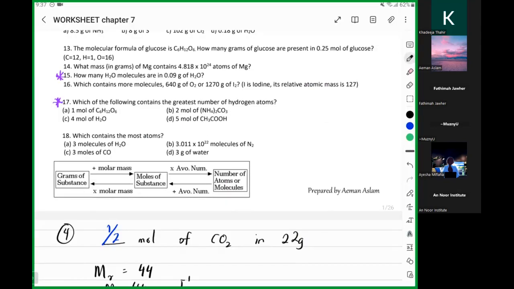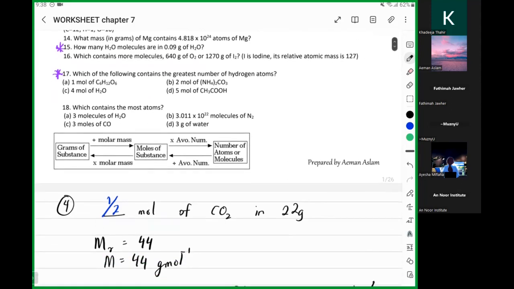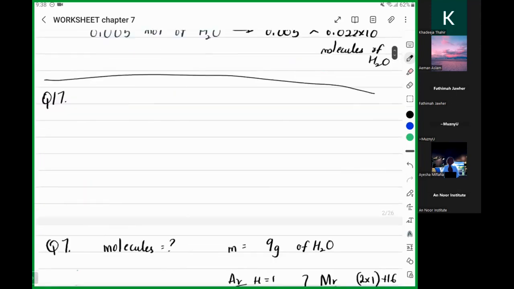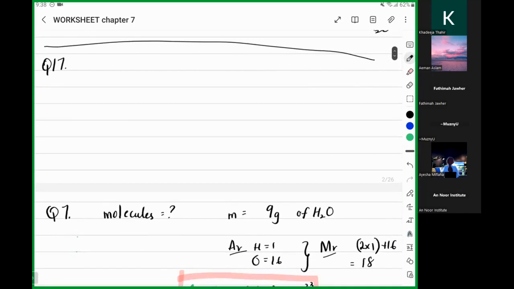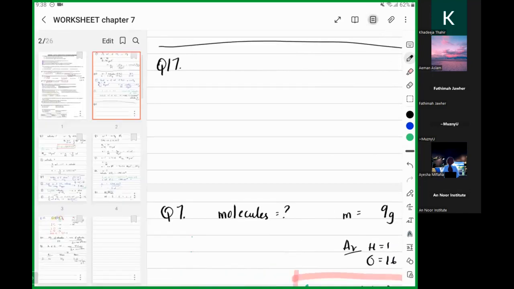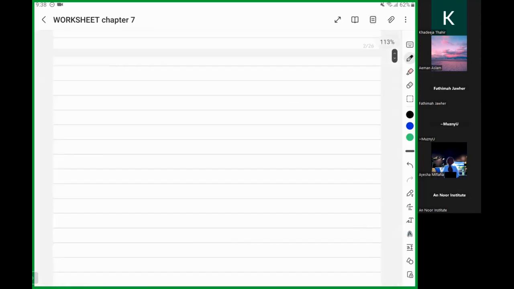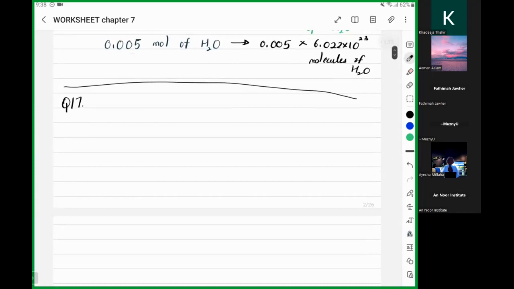So first one says 1 mole of C6H12O6. So the question is, first we have to pay attention to the question. Greatest number of hydrogen atoms. Now, although they say number of hydrogen atoms, if you find the number of moles of hydrogen atoms also, it's okay. It's the same thing. Because you have to just multiply to get the number of atoms. This is what I'm saying.